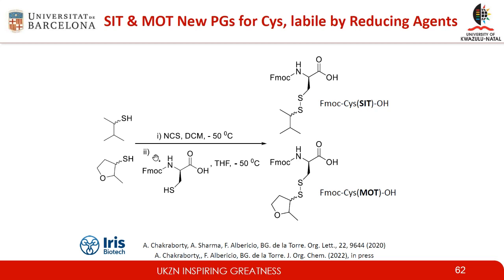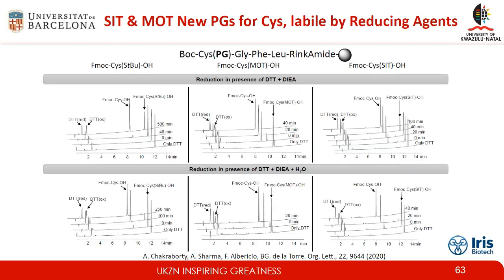The synthesis of these 2 protecting groups was very easy with NCS at minus 50 degrees, and then activation of this, and finally in the presence of Fmoc-cysteine, and Amit was able to prepare Fmoc-cysteine SIT and Fmoc-cysteine MOD, and then we tried it. The difference is one linear, another cyclic. Okay, and here we have a comparison of tert-butyl, MOD the cyclic, and SIT the linear.